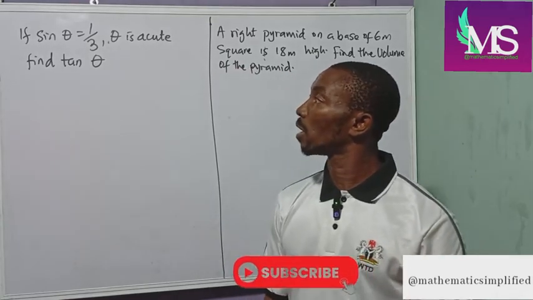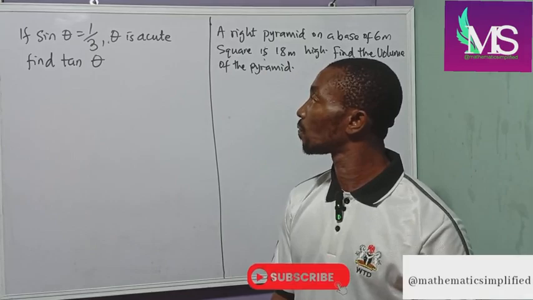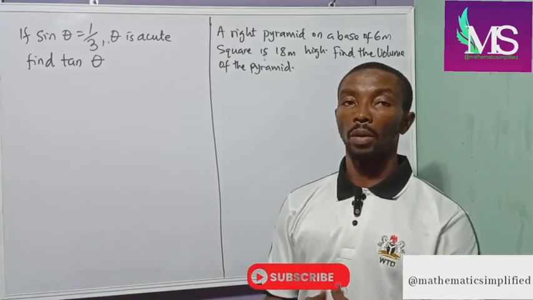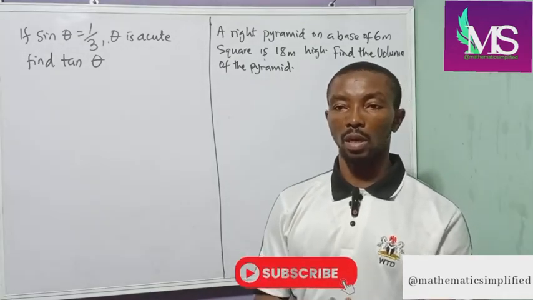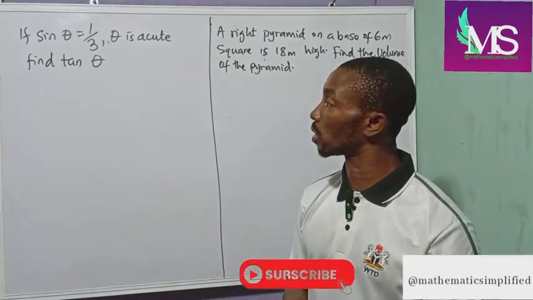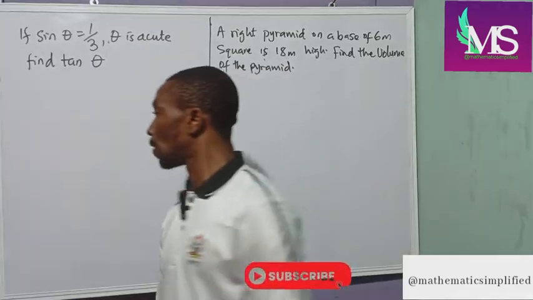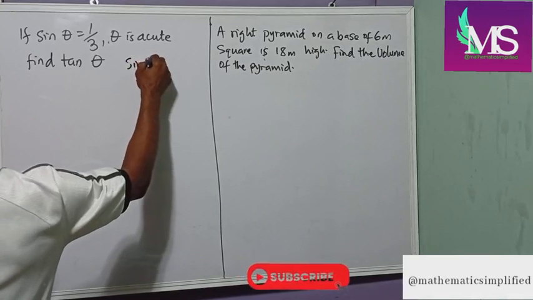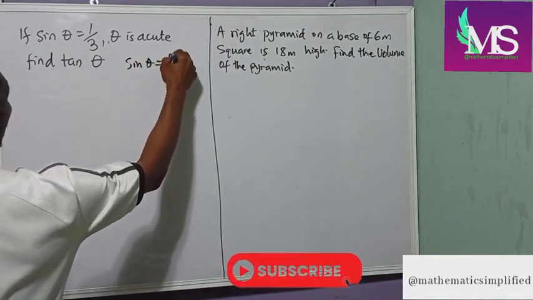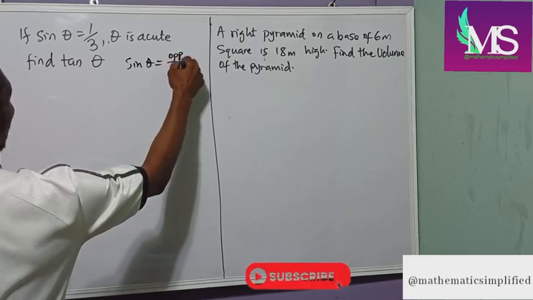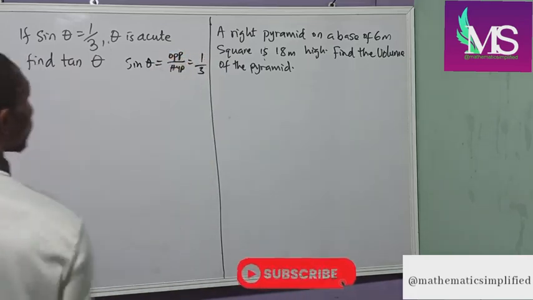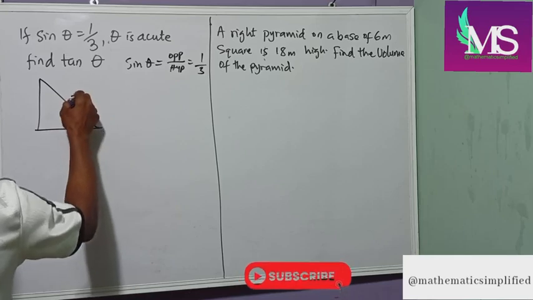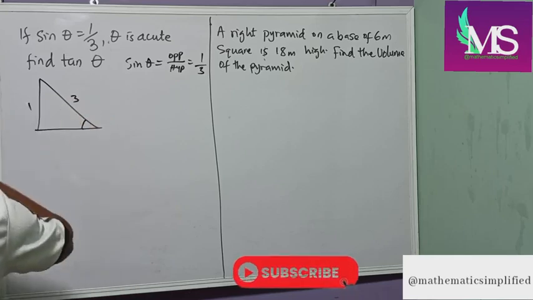If sine theta equals 1 over 3 and theta is acute, that means it's in the first quadrant, so sine, cosine, and tan are all positive. Then we should find tan theta. We know that sine theta equals opposite over hypotenuse. That means our opposite is 1 and the hypotenuse is 3. Now, in a right angle triangle, our hypotenuse is 3 and the opposite is 1.